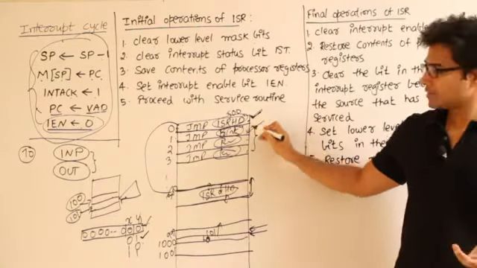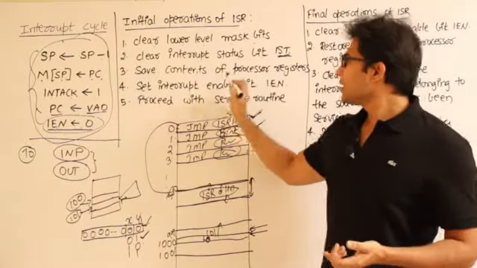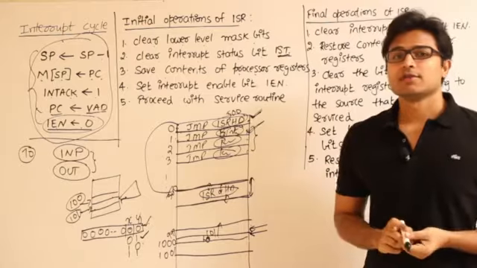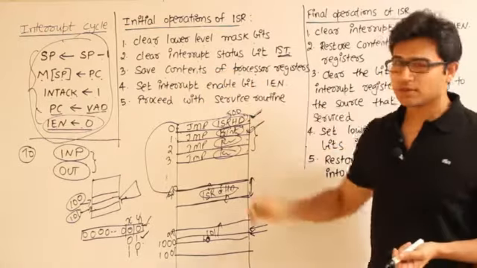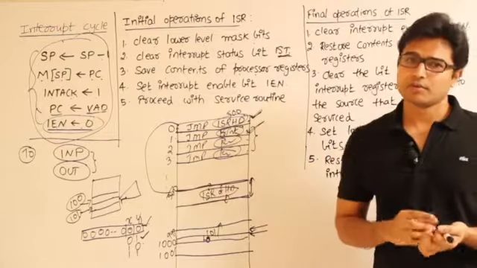And the next one is clear the interrupt status bit IST. If you remember, we have a flag called IST, which indicates that there is some interrupt. For some time you just clear it, because we are already servicing an interrupt and we don't want to see it now. And now save the contents of the processor registers. This step is very important. The implementation of this particular step varies from computer to computer.